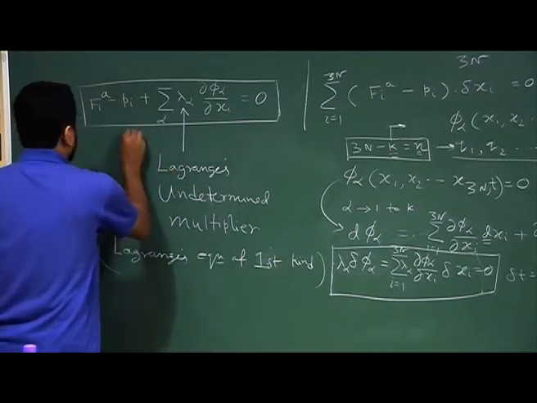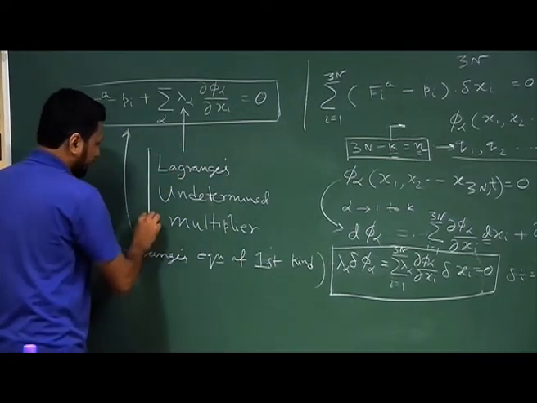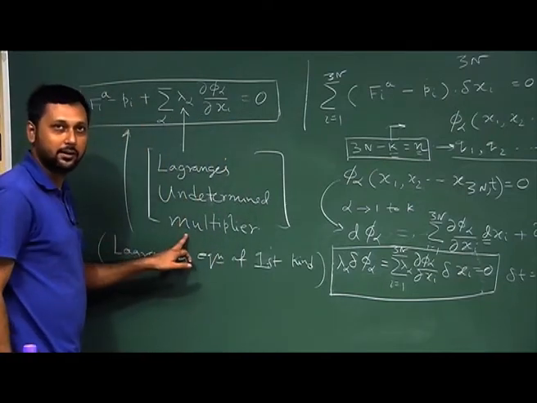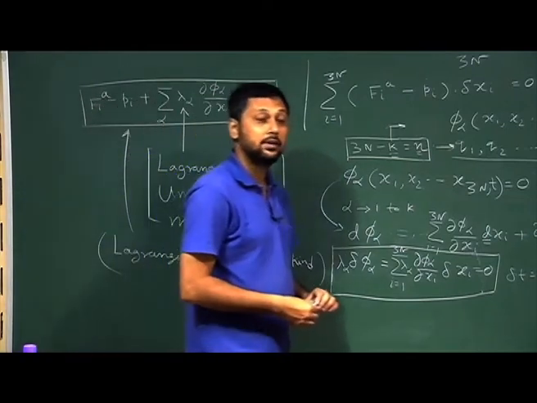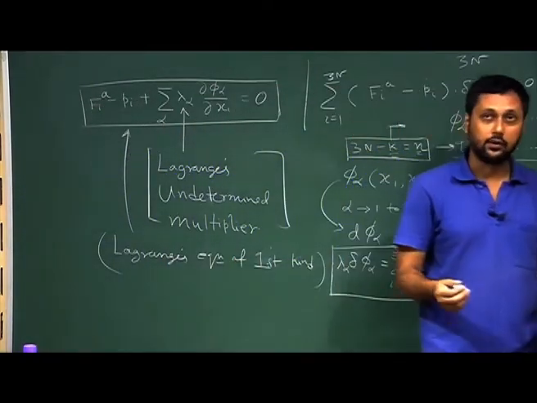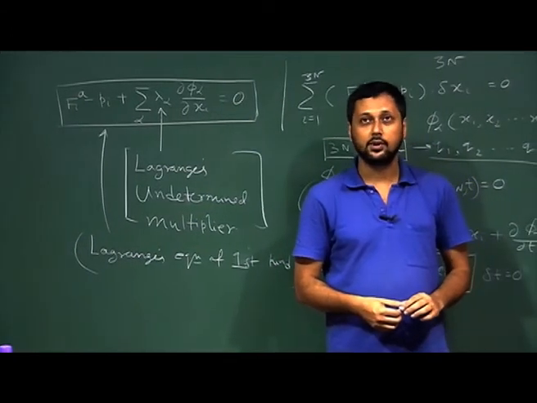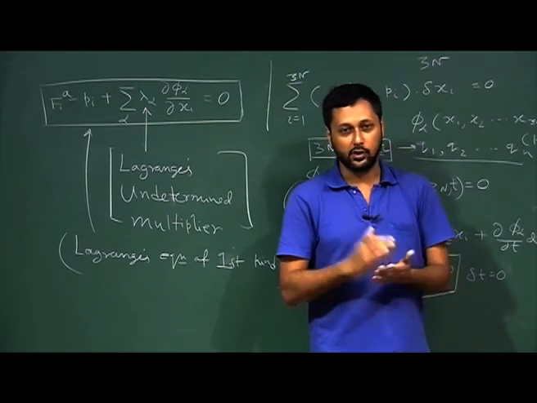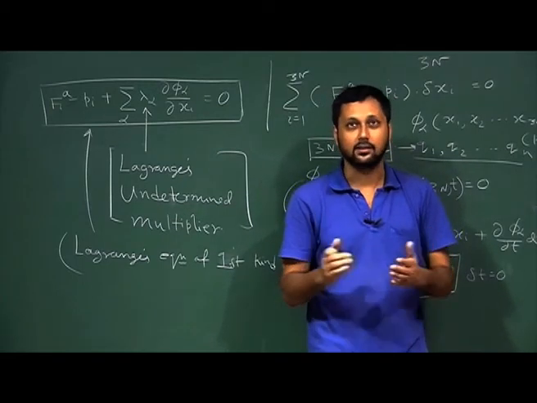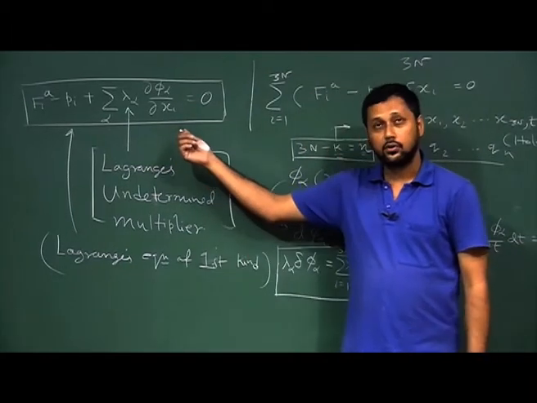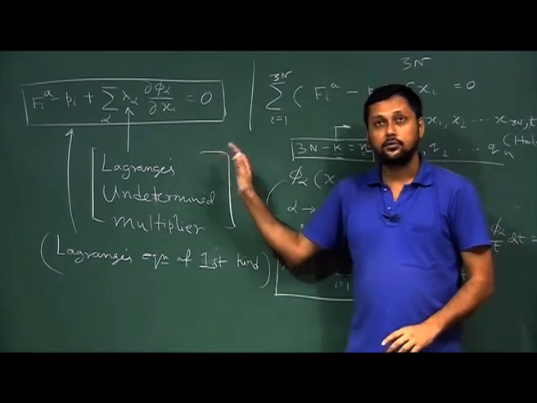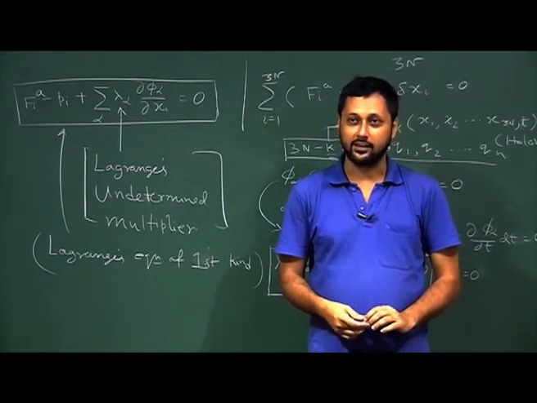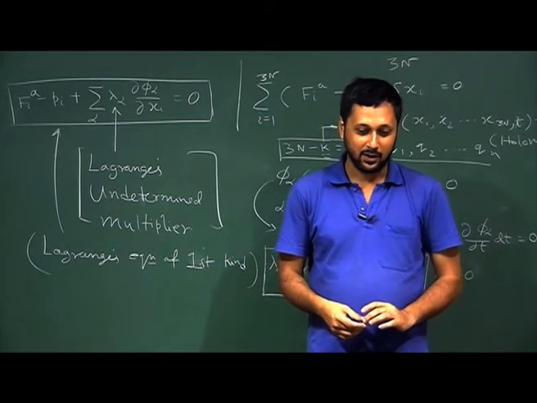This family is called Lagrange's equation of first kind, and these lambdas, which are the undetermined constants, are called Lagrange's undetermined multipliers. I am pretty sure you have used Lagrange's multiplier in your maths problems. Sometimes you have a constraint equation, you have to solve two equations under a certain constraint condition, and this is where we use Lagrange's multiplier in general. That is where it was first introduced, sometime in the 1750s. I do not recall the exact date.